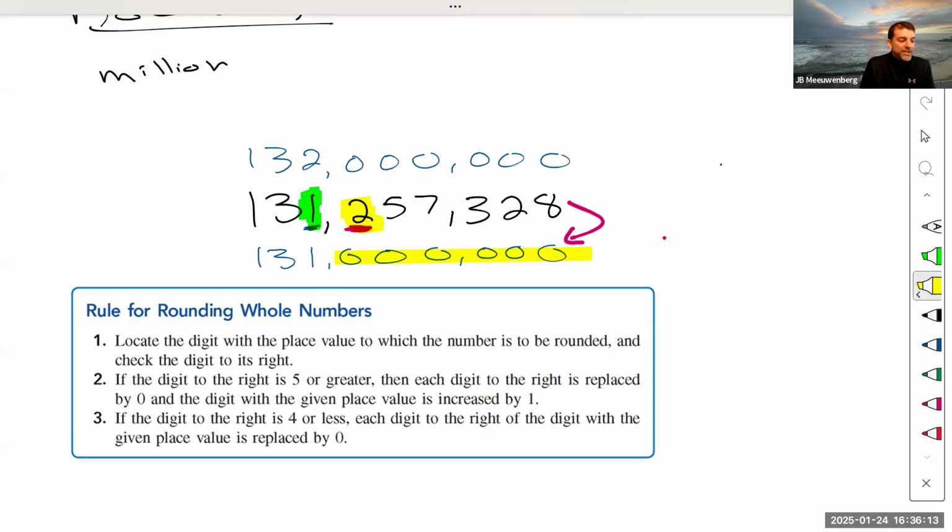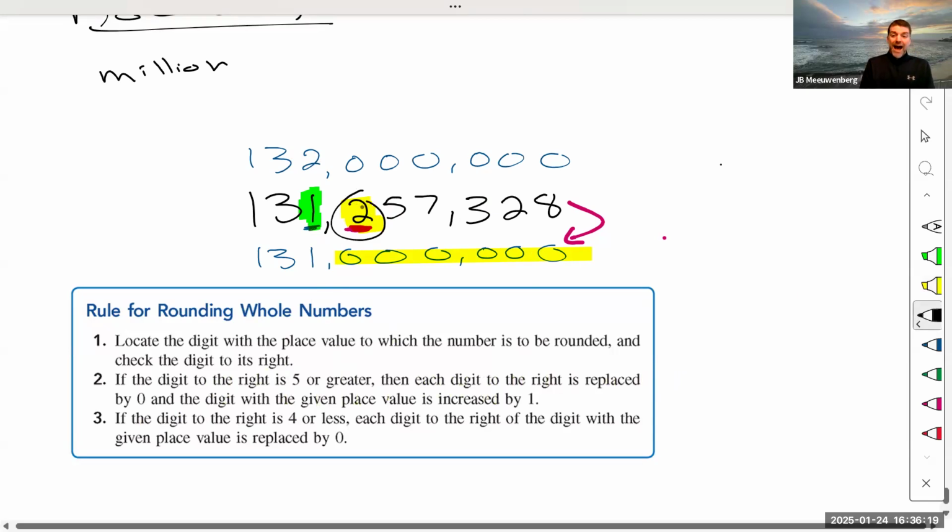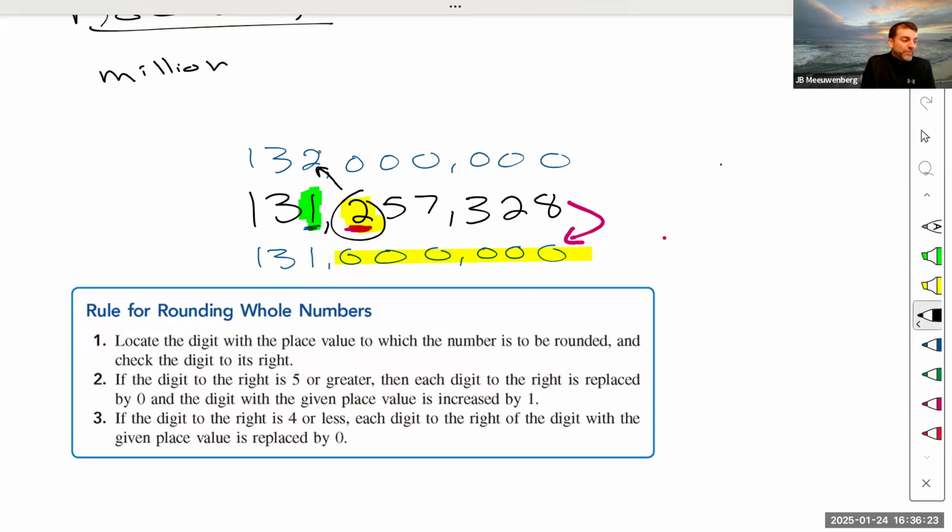So if this number here had been 5 or larger, then we would have bumped that up to a 2. If the digit to the right is 4 or less, which is what we have in this situation, each digit to the right is replaced by 0, and that's it. So we're basically rounding it to 131 million. So those are our rounding rules.